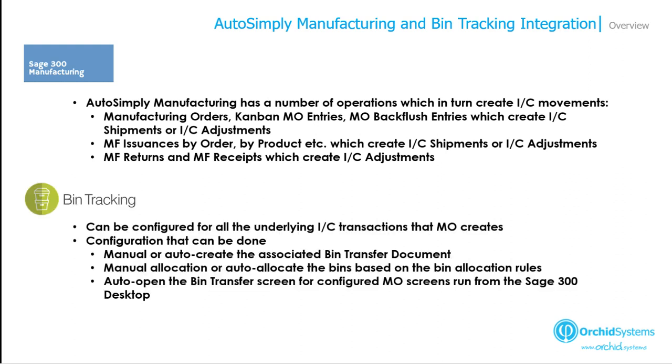Bin tracking can be configured for all the manufacturing processes and the underlying IC transactions that MO creates. The configuration that can be done is whether or not the bin transfer document is manually created or auto-created by the underlying transaction or screen, whether or not the bins are auto-allocated or manually allocated, and when auto-allocating you can define the allocation rules, and whether or not to auto-open the bin transfer screen for configured MO screens which are run from the Sage 300 desktop.